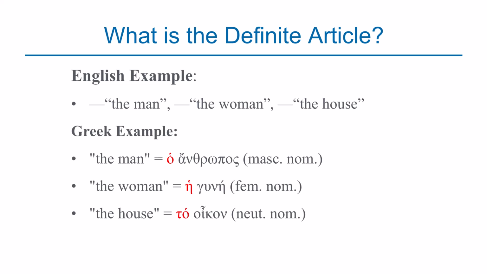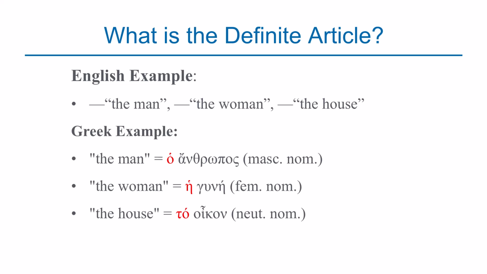You need to learn the full paradigm for you to learn how the word "the" can be written in different ways. Let me explain what I mean. Let's look at the English example on top. For example, you have three phrases. You have the man, the woman, the house.